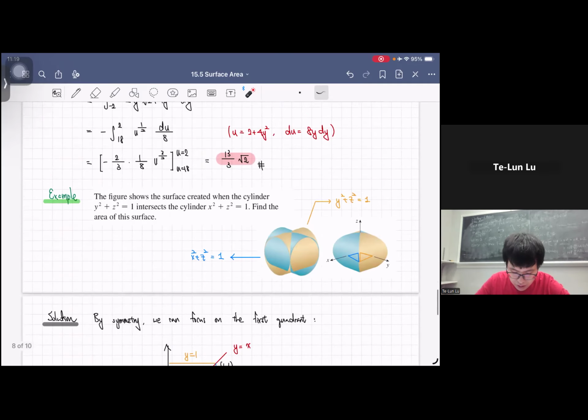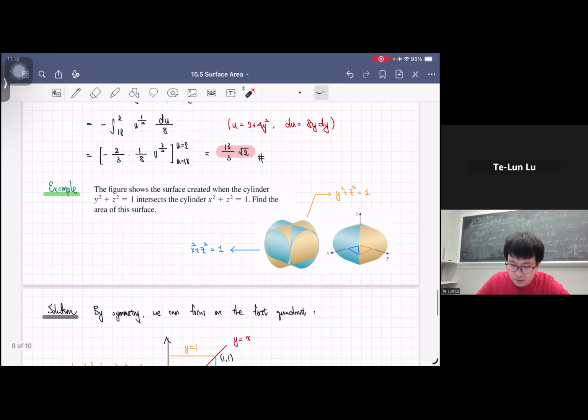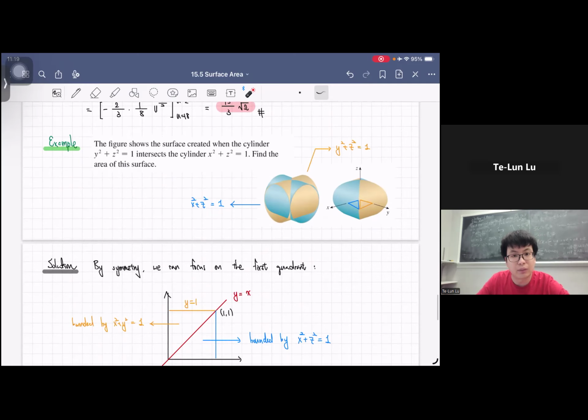Okay. And I think this is a nice example. So I want to compute this surface area, and this is an example in our textbook. The surface itself is created by intersecting two cylinders.